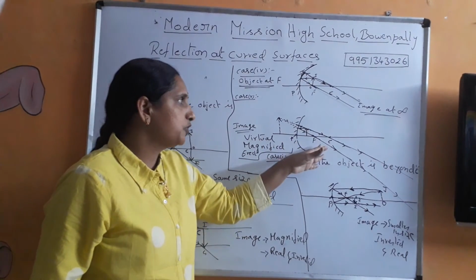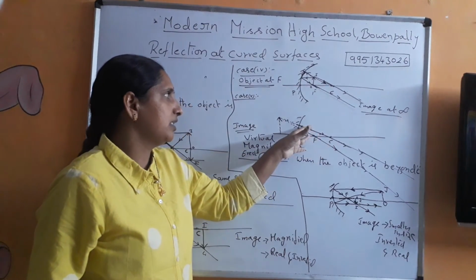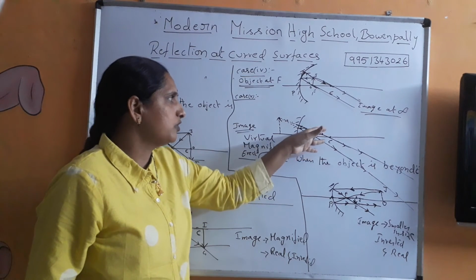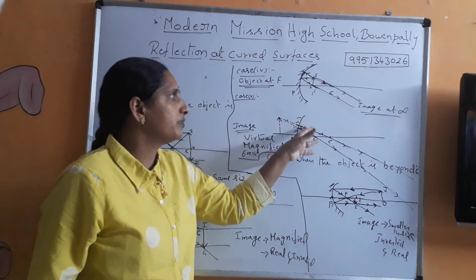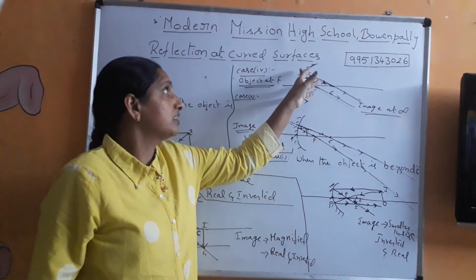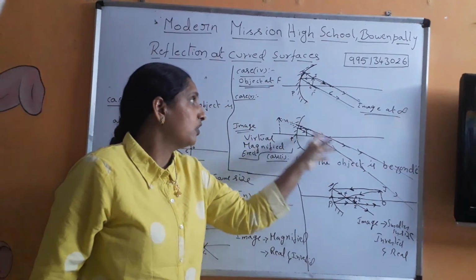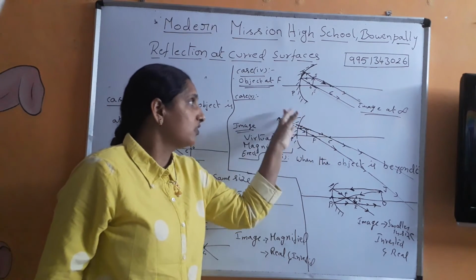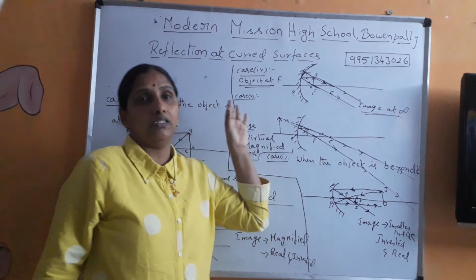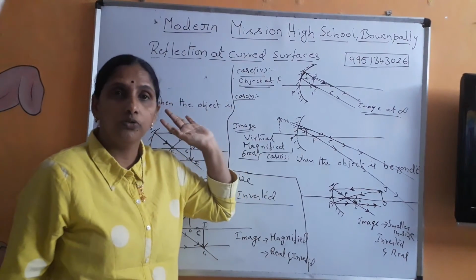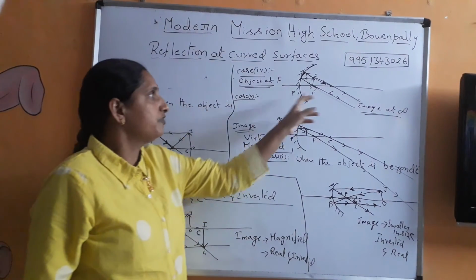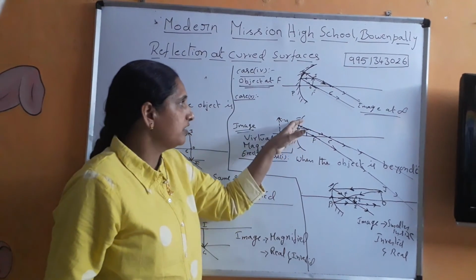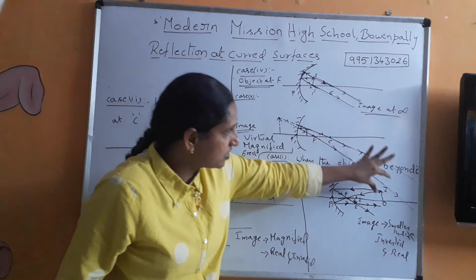How should you draw this one? Same as before: one ray is parallel to the principal axis, and for the other, where it is not possible to pass through the focus, we take it to pass through the center of curvature. That means along the normal. When the ray is incident along the normal, the reflected ray also travels in the same path, but in the opposite direction. That is the third rule. So we used this rule in these two cases. Is that clear?